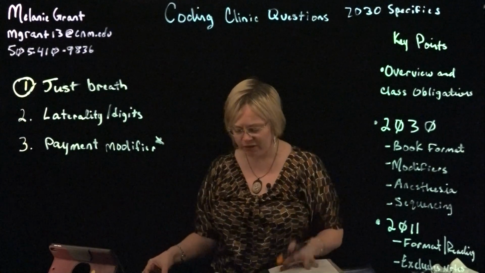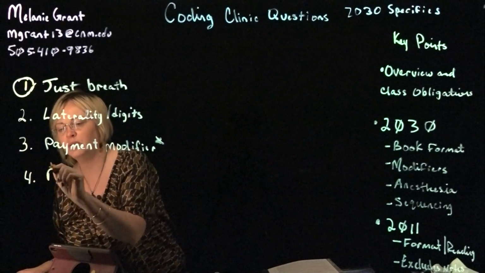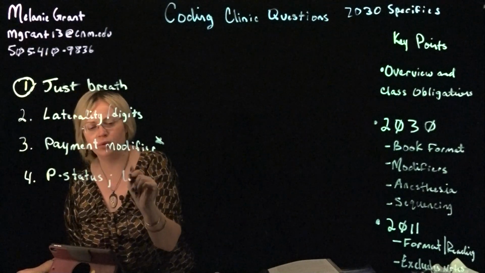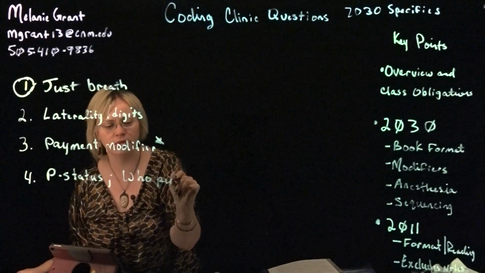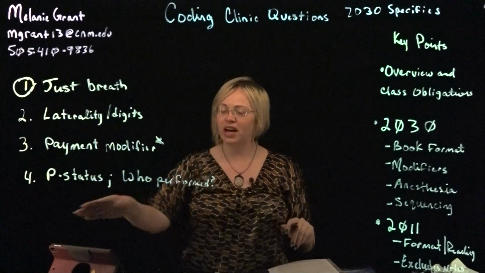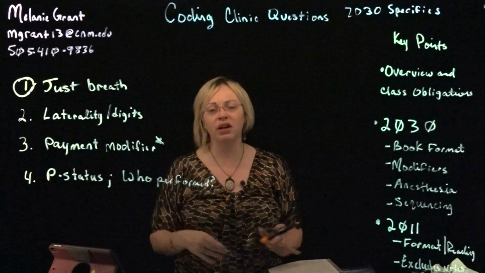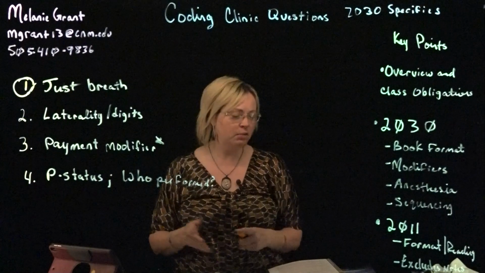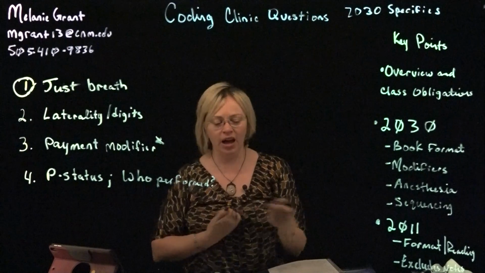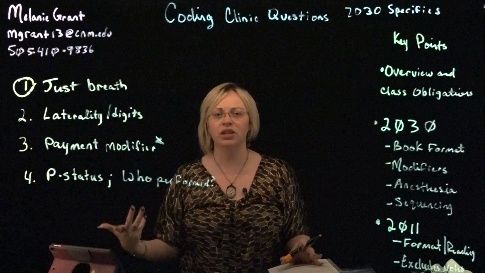Okay, anesthesia modifiers. You have two different types of anesthesia modifiers: your P status, and your modifiers for who performed. In general, there's not an indication of which one should come first. I've always seen it where the P status modifier comes first, followed by the modifier appropriate for who performed the procedure for the anesthesia. In the case where you have an insurance-specific requirement, you would just follow the insurance guidance.